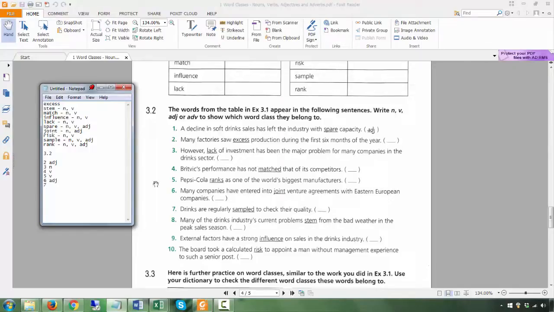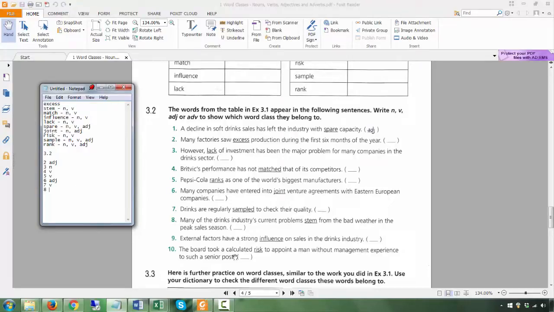7, drinks are regularly. This is a passive, passive voice. I talk about that in writing class too. But drinks are regularly sampled. This is the past participle, and the verb in the past participle. Be plus past participle is the passive. Okay, so that's a verb.